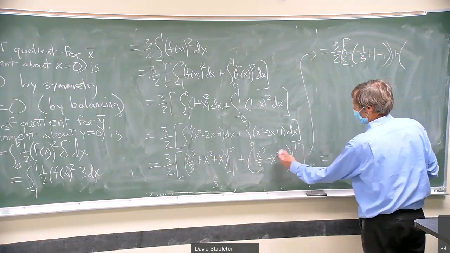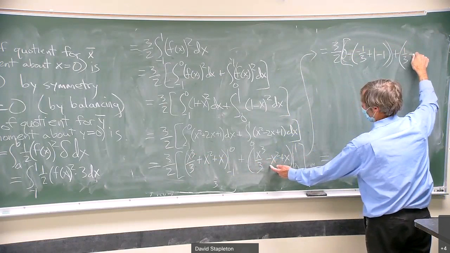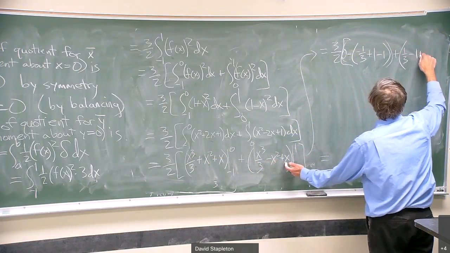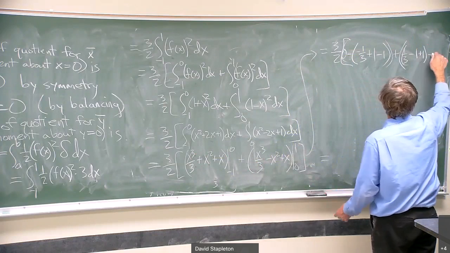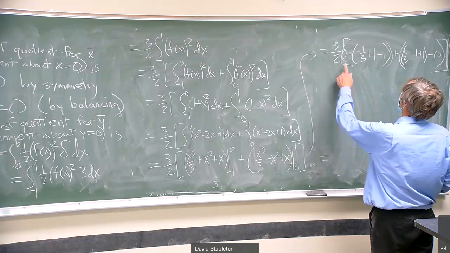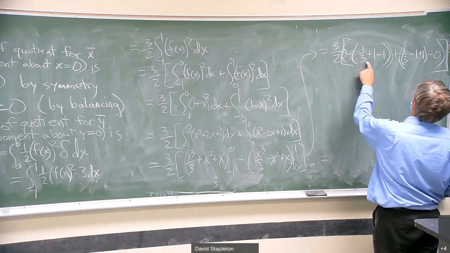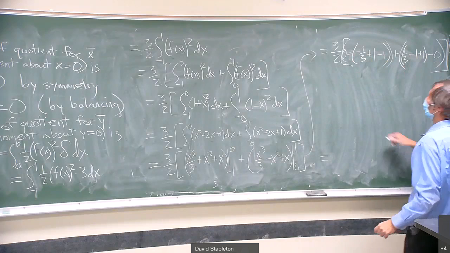I plug in the top point 1, and I get 1/3 times -1 plus 1, plugging in x equals 1, and I subtract from that when I plug in 0, which is 0. So we've got that, lots of parentheses. Top integral, top endpoint minus bottom endpoint. The second integral, top point minus bottom point. What does this add up to be?